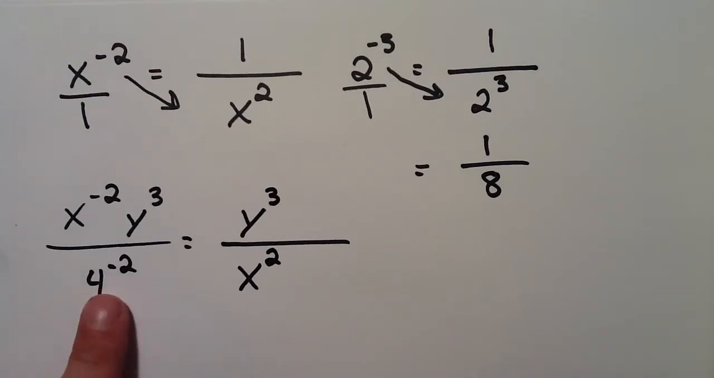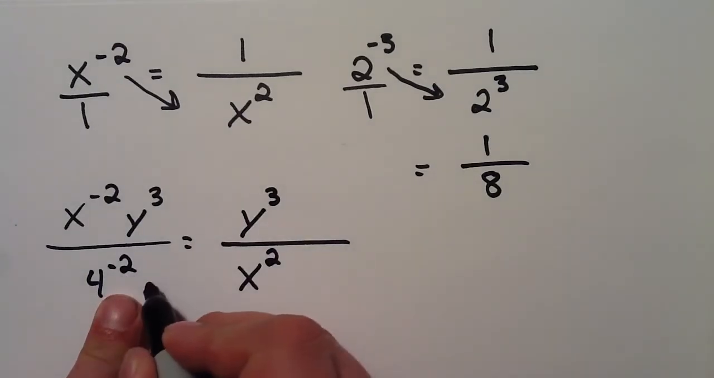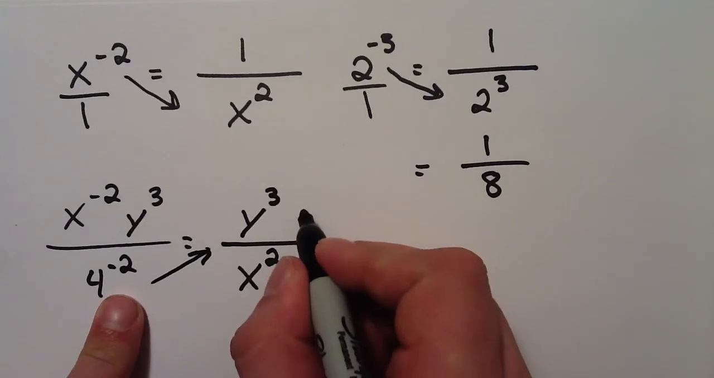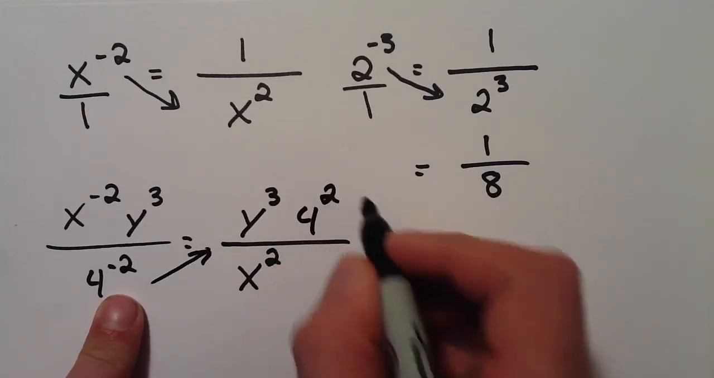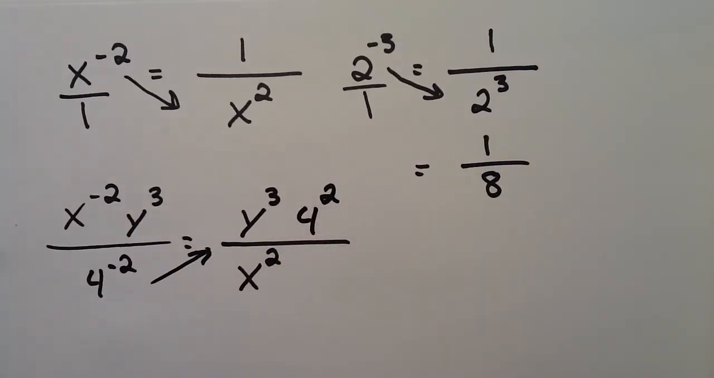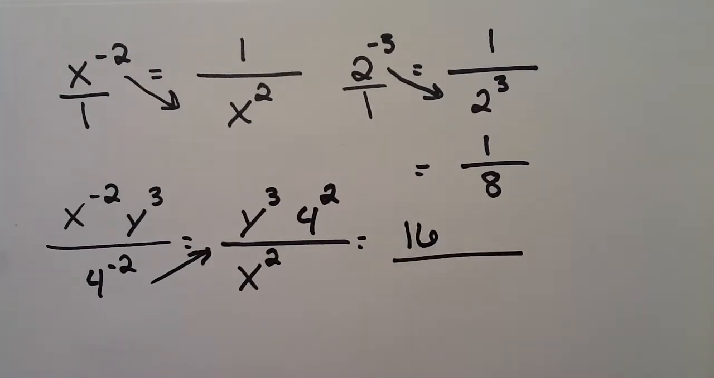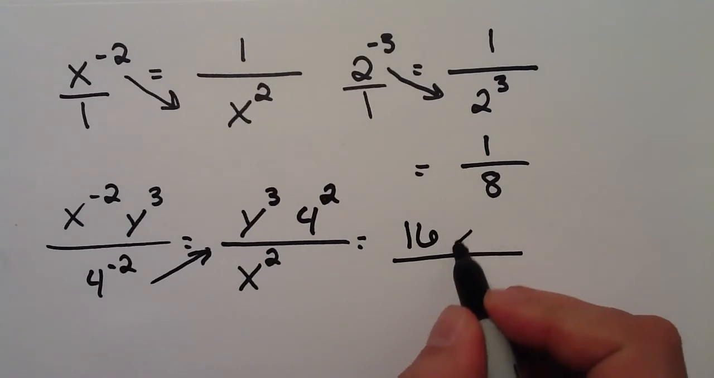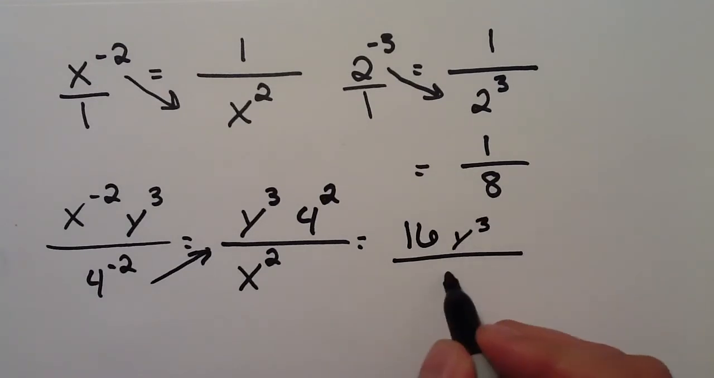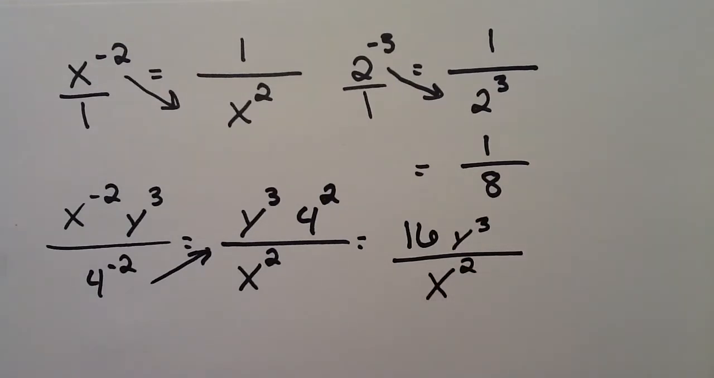And again, I go to the bottom. 4 to the negative second is a negative exponent. If I want to make this exponent positive, I can just move it up top. So it becomes 4 squared on top now. And for my one last simplify, I can actually figure out what 4 squared is. 4 times 4 is going to give me 16. And I have 16 y cubed all over x squared. And that's in simplest form.